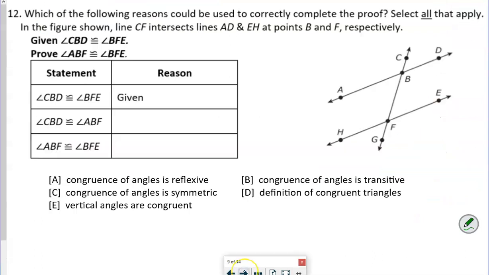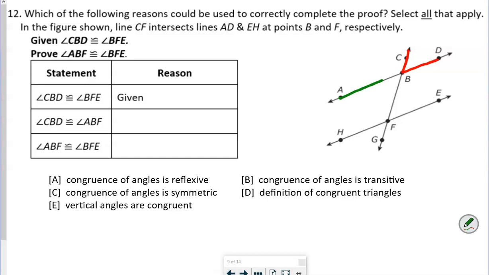Okay. So this next one says, which of the following reasons should be used to correctly complete the proof? Select all that apply. In the figure shown, line CF intersects lines AD and EH at points B and F respectively. So it says that we're given the first piece of information. So then it's saying CBD right there is congruent with ABF. So where's ABF?